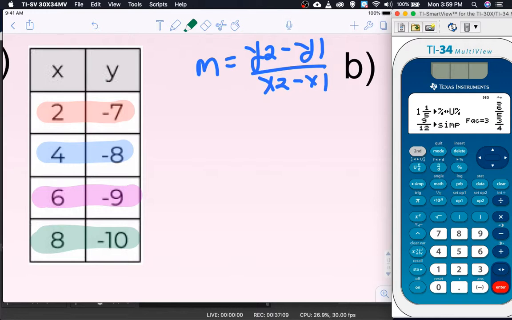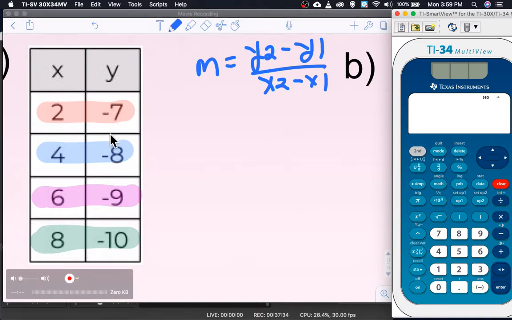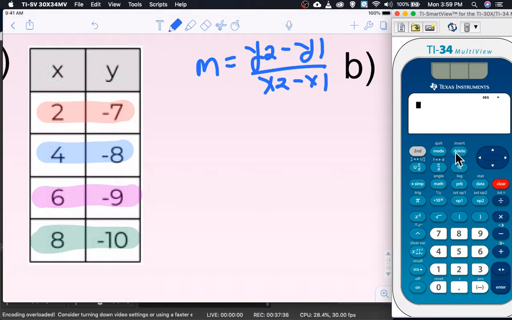Okay, now you're allowed to pick any 2 points you want when you're finding slope from a table. You can pick anything. So I typically try to pick points that I think will make my math easy. I like to avoid negative numbers, and I like to avoid ugly decimals and fractions if I can. Now looking at these points, we're not going to avoid negatives because all of my y values are negative. So it really doesn't matter what you pick. So I'm going to pick these 2 points.